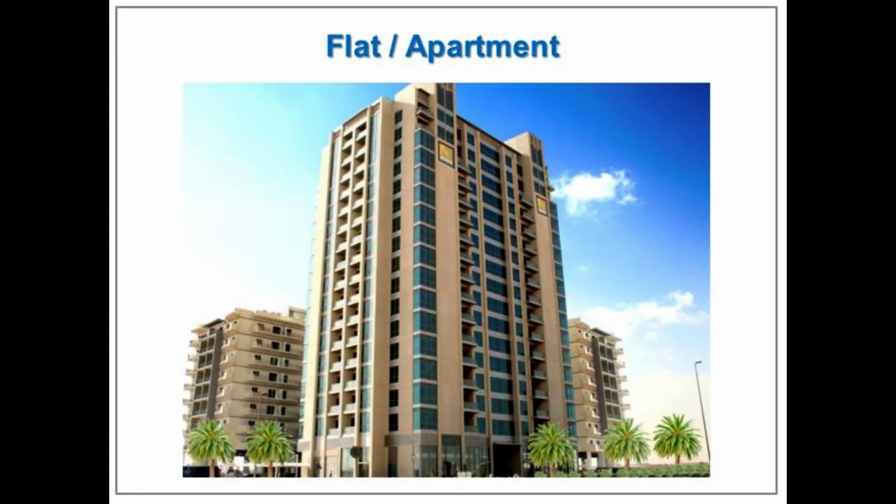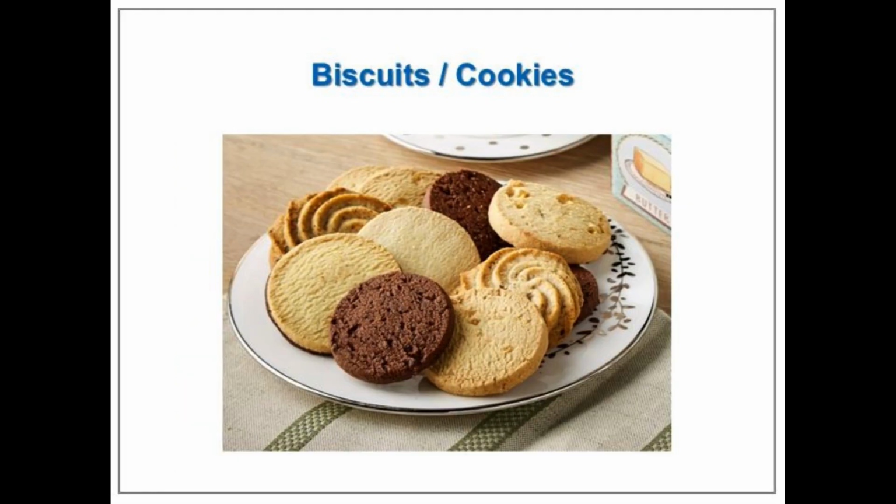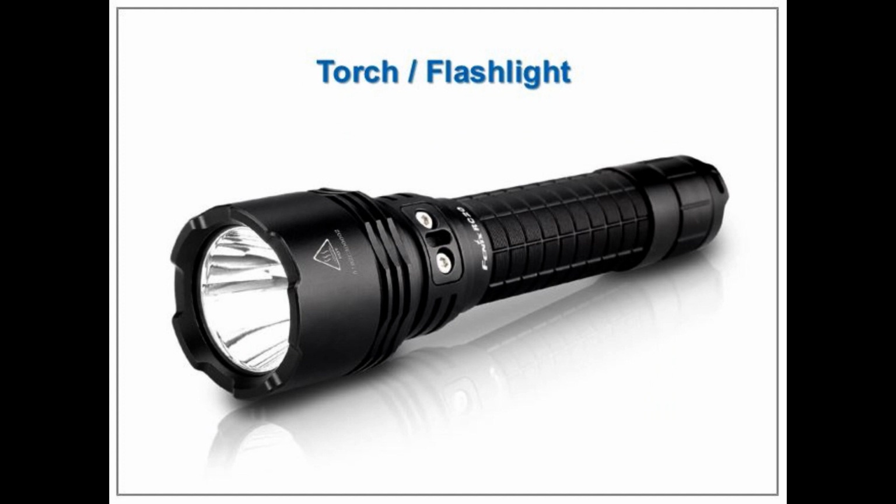The next difference is between flat and apartment. The British like to call it a flat, the Americans like to call it an apartment. The next difference is between biscuits and cookies. The British like to call them biscuits, the Americans like to call them cookies. The next difference is between torch and flashlight. The Americans like to call it a flashlight, the British like to call it a torch. However, in American English, a torch is also a flame at the end of a stick, very much like the ones carried in the Olympics.